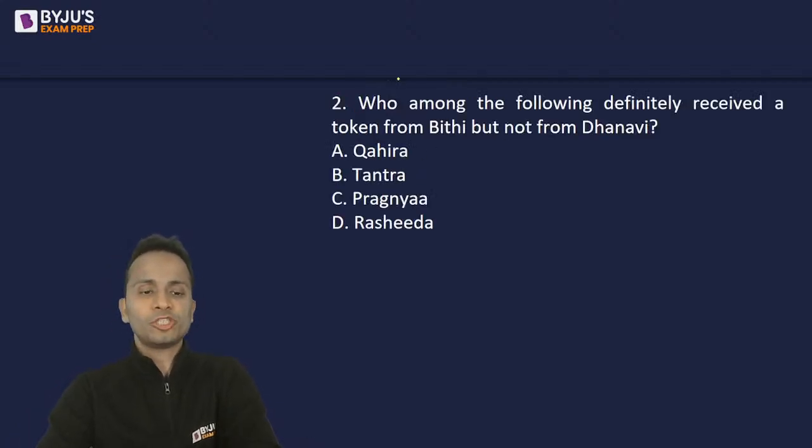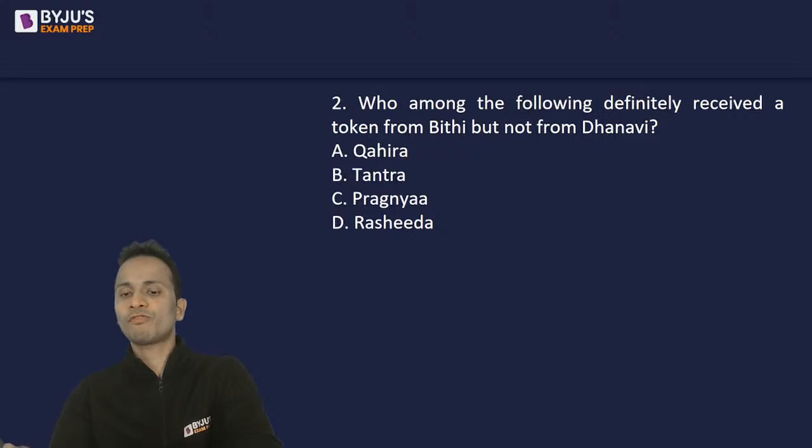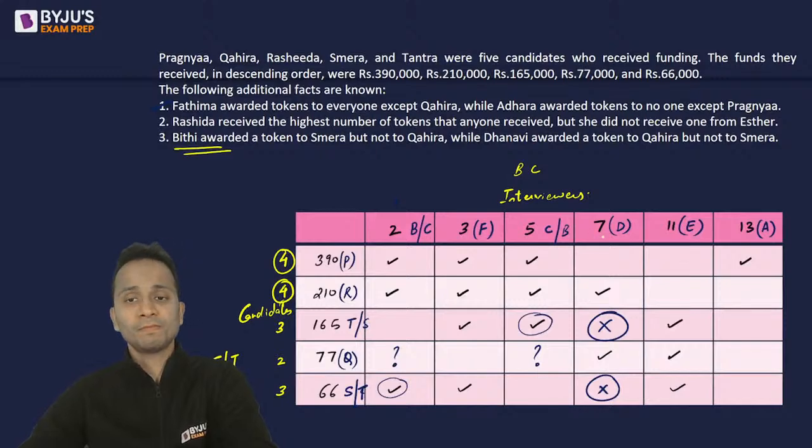Let's look at the next question, question number 2. Now, try to determine what will be the answer of this one. Who among the following definitely received a token from Bithi but not from Dhanvi? So among these 4 candidates, who has definitely received a token from Bithi but not from Dhanvi? Now, if I go back, received from Bithi. Bithi can be with token number 2 and token number 5. But the person has not received from Dhanvi. So, who has not received from Dhanvi?